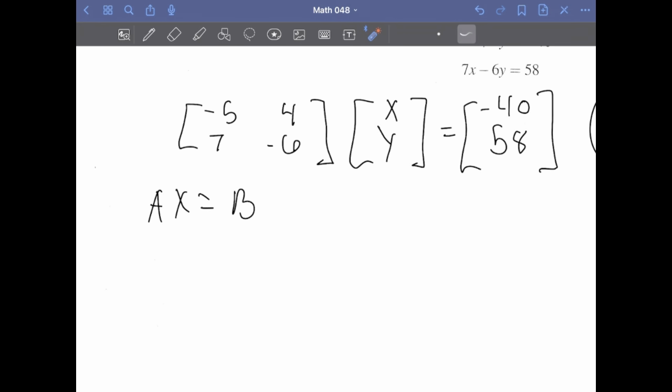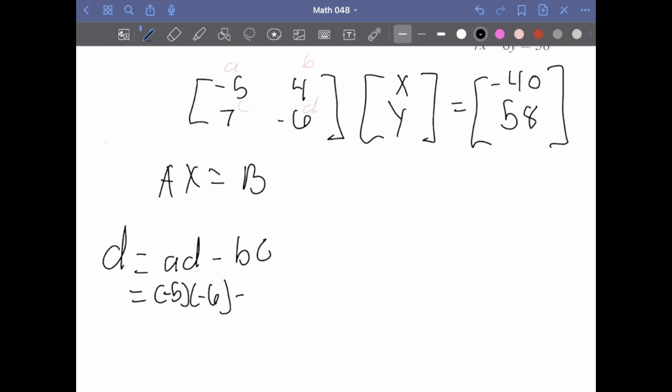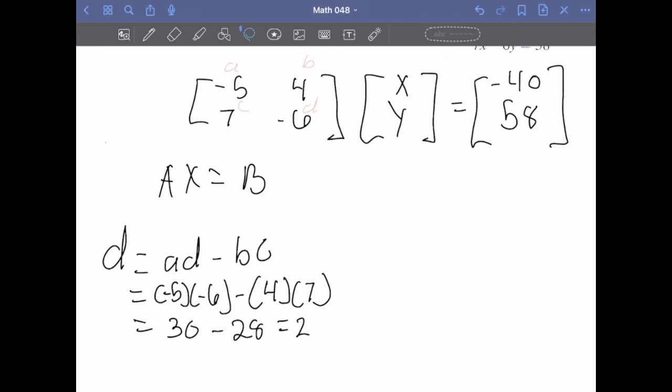So now we're going to find the determinant. So the determinant is AD minus BC. So remember this. This is A, this is B, this C, this D. So the determinant is AD minus B times C. So that's equal to negative 5 times negative 6 minus 4 times 7. That's equal to 30 minus 28, which is equal to 2, right?